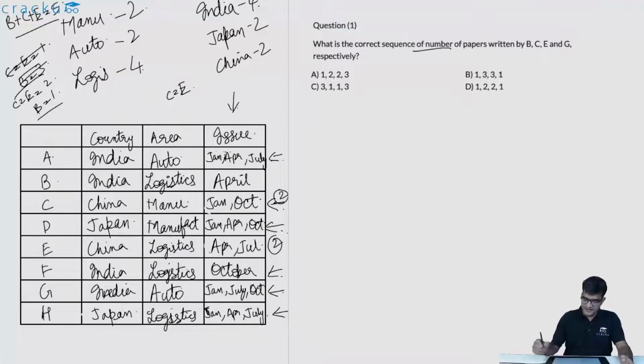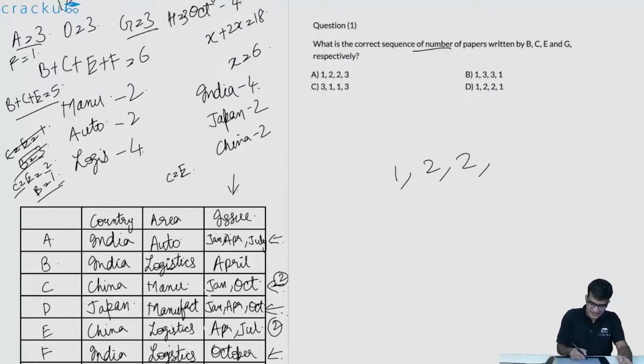Which of the following is the correct sequence of the number of papers written by B, C, E and G? B has written 1, C has written 2, E has written 2 and G has written 3. So it has to be 1, 2, 2, 3, which is option A.